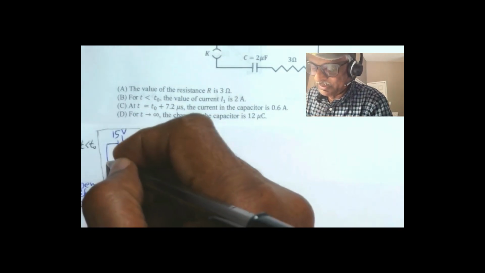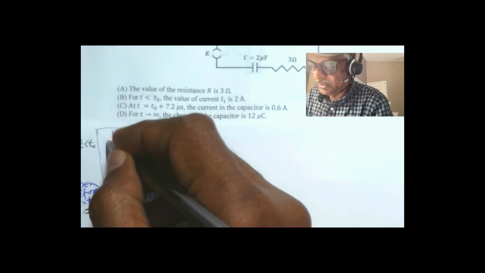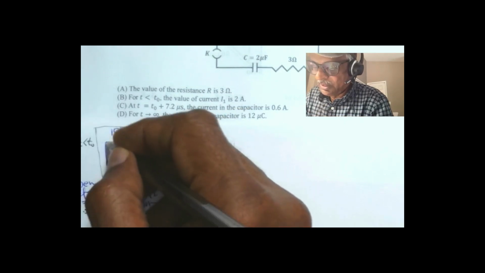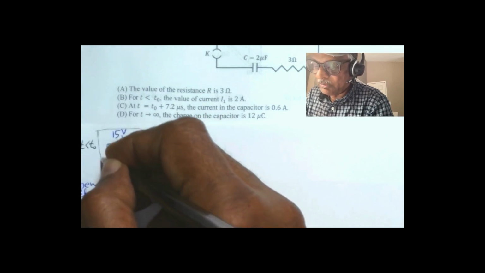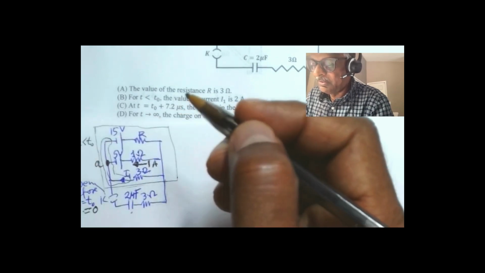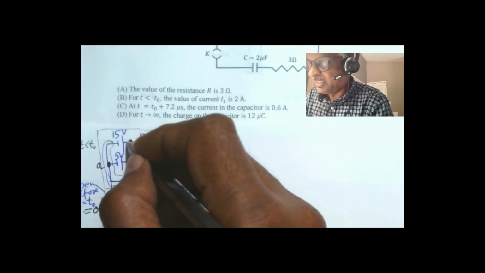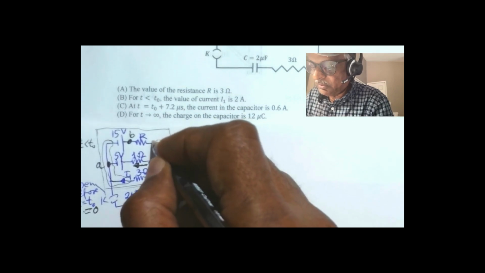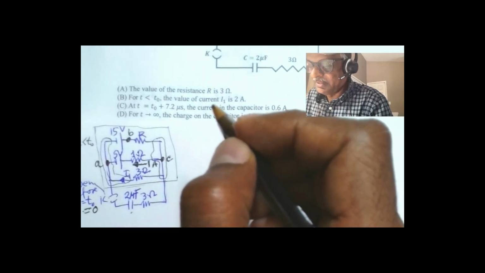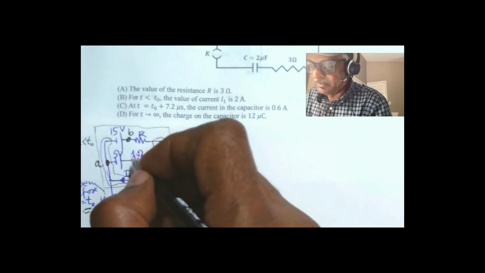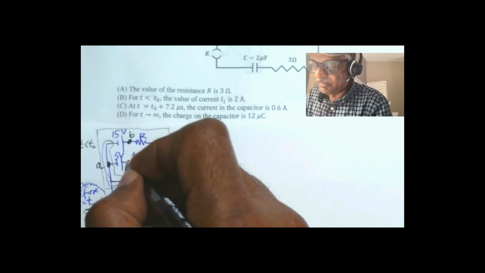We can do it a couple of different ways. You can see all of these will be at one potential. This side will be at one potential, let's call that A, and then this will be another node, let's call this B. All of this is at one potential, let's call that C, and then we'll call this point D.